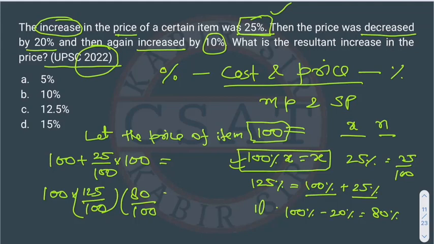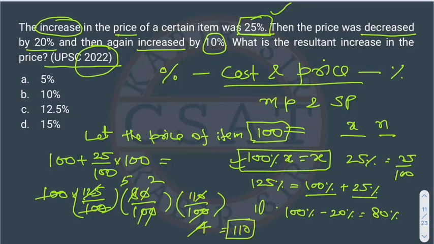Okay, and then the price got increased by 10%. So as we discussed here, we will write 110, right? So this will be the final price. So now we will solve it and we will see what the final price of the product is.